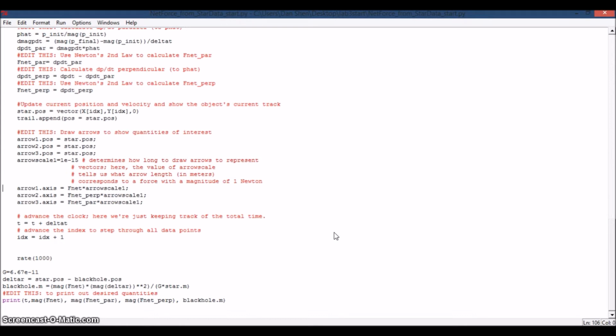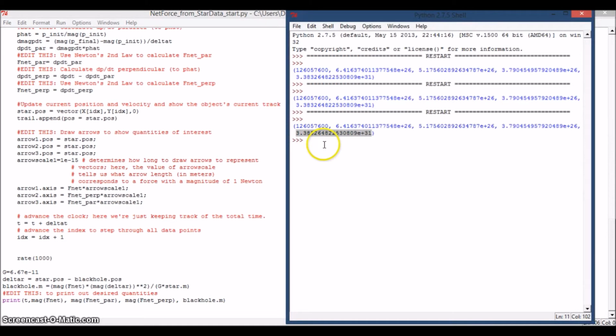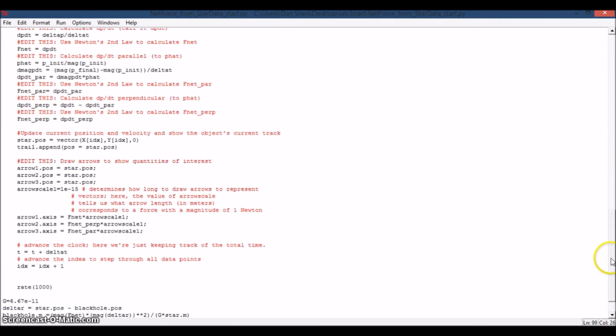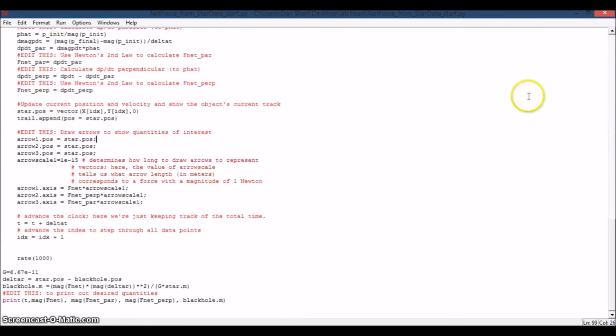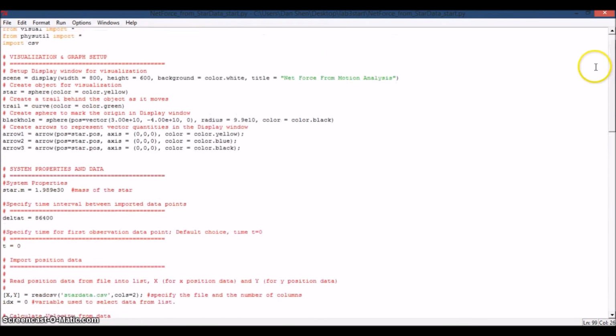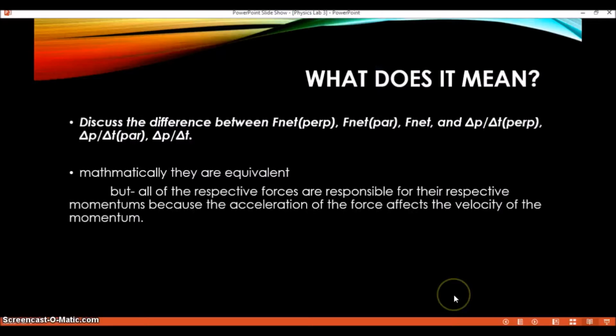So now we're going to actually run the code to find the mass of the black hole, which happens to be about 3.38 times 10 to the 31st kilograms, which is about 10 times larger than the mass of the star, which was given in the beginning as 1.989 times 10 to the 30th kilograms. So now we're going to go on to our questions.